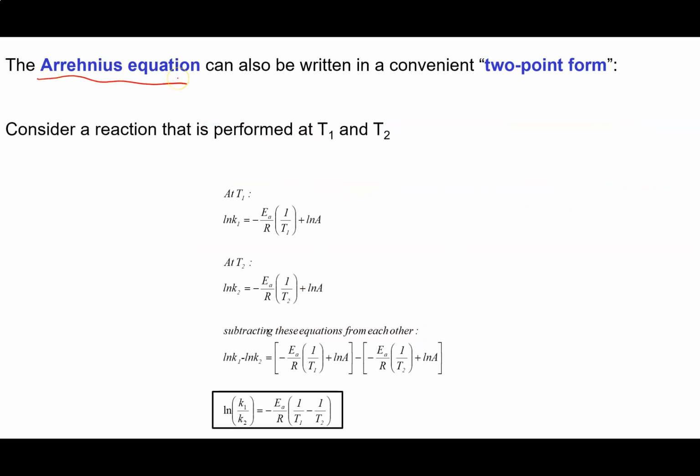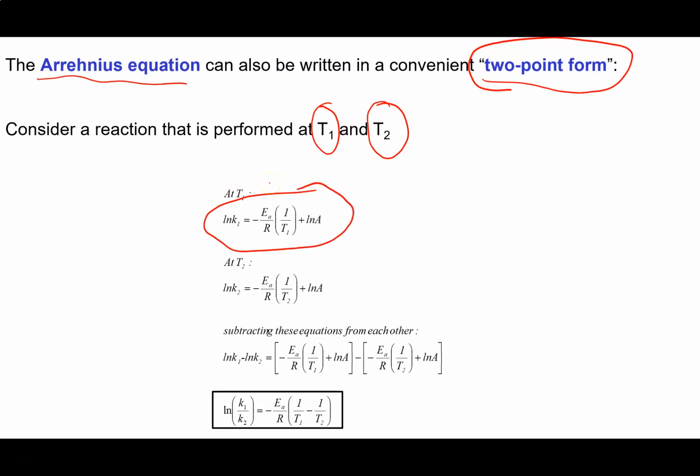Another way that we can express the Arrhenius equation is in the two-point form. So we're just going to consider a reaction that's been performed at two temperatures, T1 and T2. We can write out the linear form of the Arrhenius equation at T1, and then the linear form of the Arrhenius equation at T2. They'll have the same activation energy and frequency factors at both of those temperatures. Those things are not dependent on the temperature, but they'll have different rate constants. And at the higher temperature, the rate constant will be bigger.